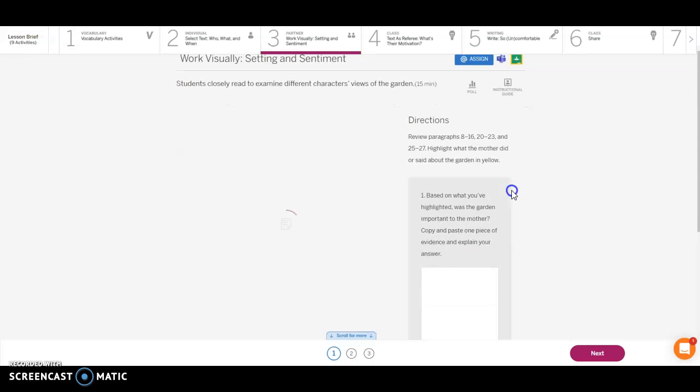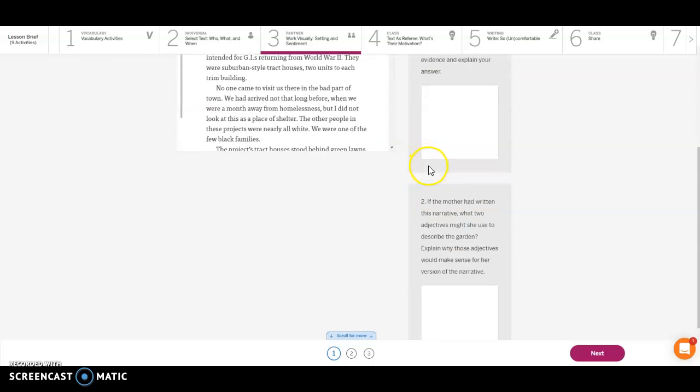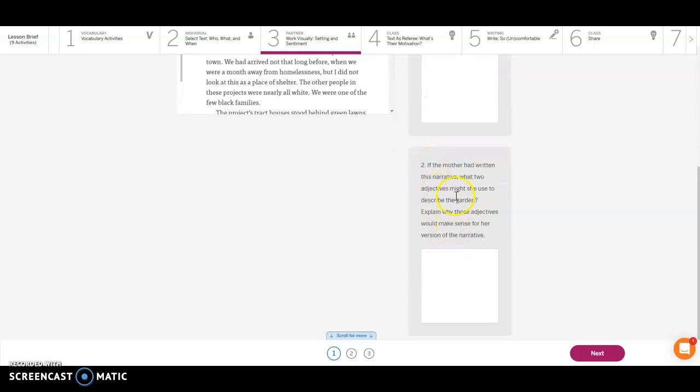You're going to read these paragraphs. And then I want you to answer, why was the garden important to the mother? Or was it important to the mother? And explain. And then if the mother had written this narrative, what adjectives might she use to describe the garden? Explain why those adjectives would make sense for her. Remember, adjectives are descriptors. So like tall would be an adjective.